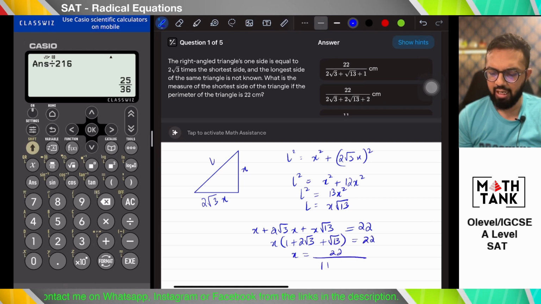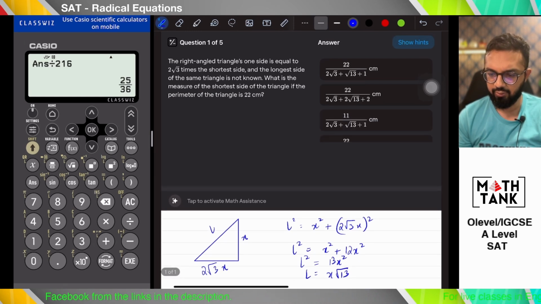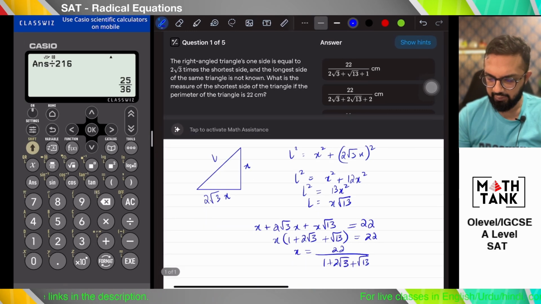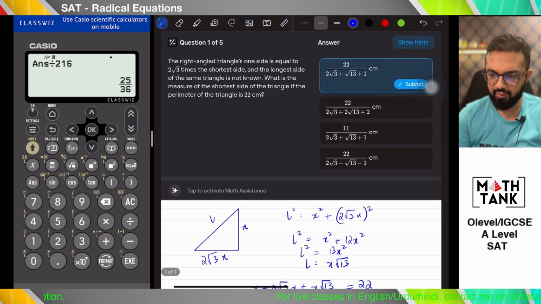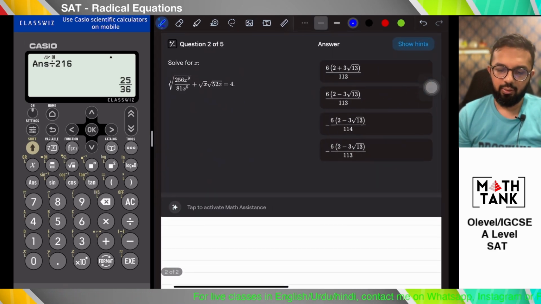Let's see if we have that as an answer option. Otherwise, I'll have to convert all of these to decimals and then tell you what the final answer is. I think the first one is the right answer option then. Yes. Okay.